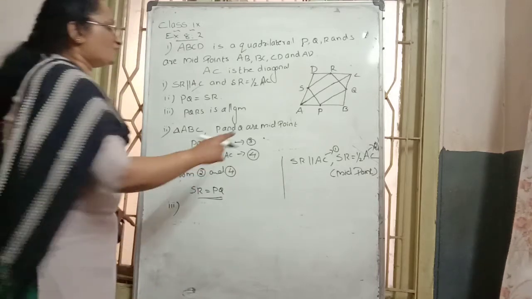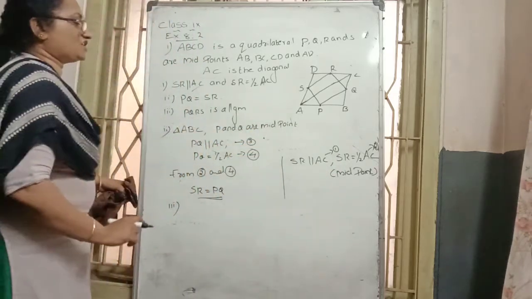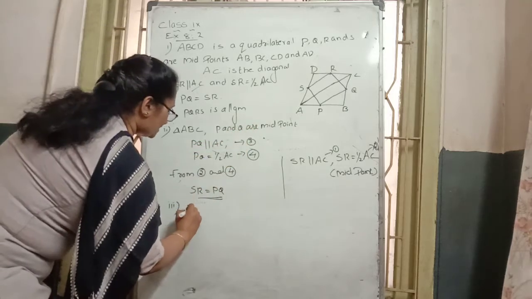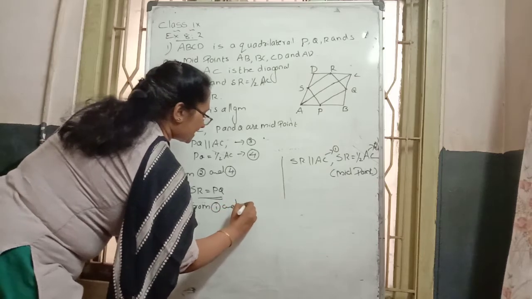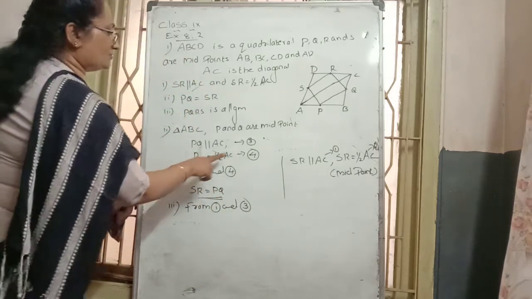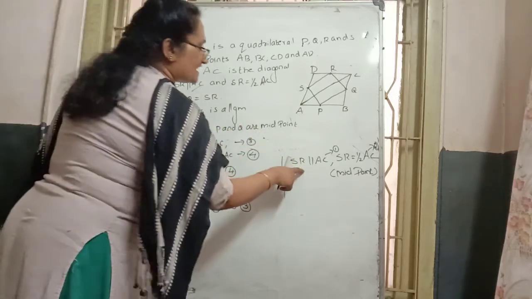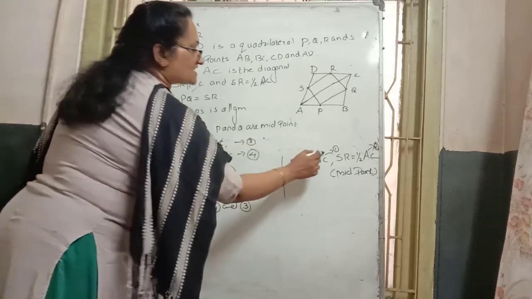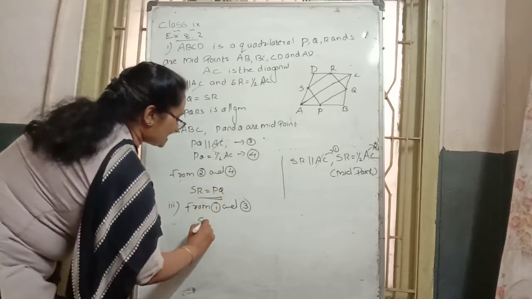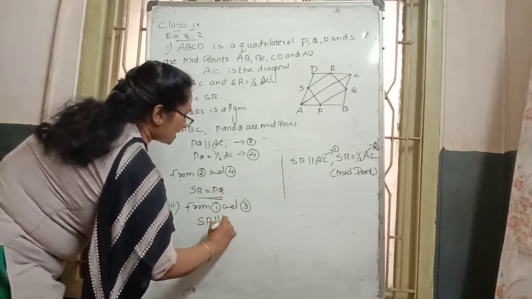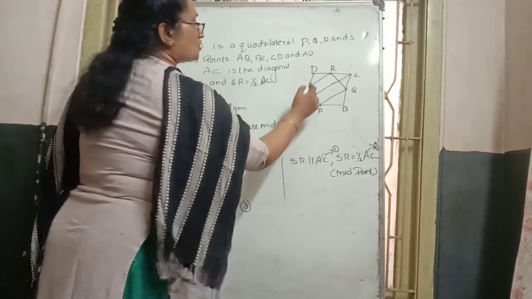Then for the third case, we want to prove that PQRS is a parallelogram. How to prove? We consider the first and third equations. PQ is parallel to AC, and SR is parallel to AC. AC is the common side there. Leaving the common part, we can say SR is parallel to PQ.